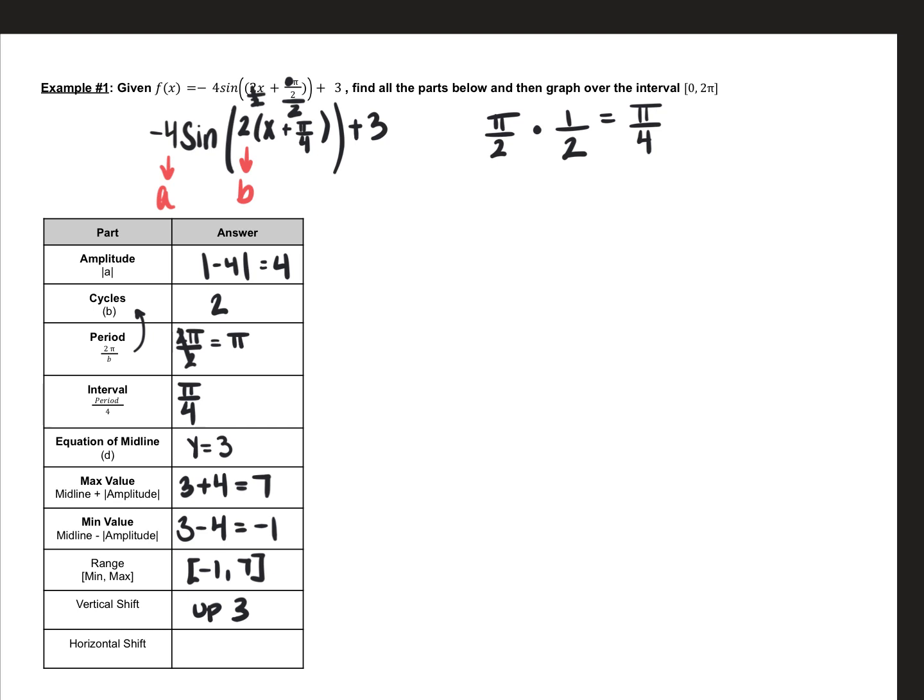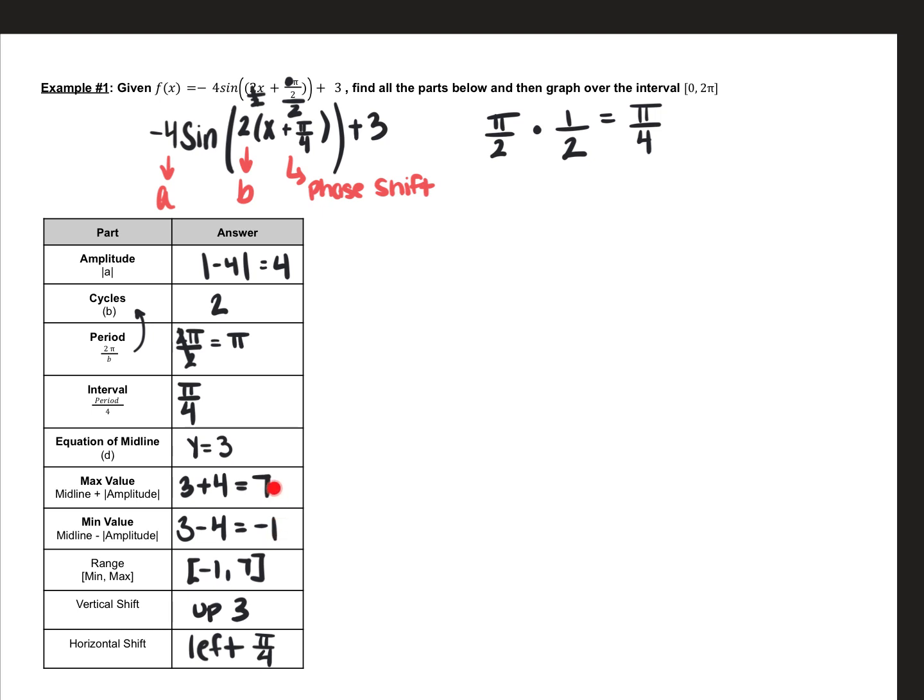And our horizontal shift is here. So since it's plus pi over 4, that means we have to go to the left, pi over 4. If it was a minus, then that would mean we're going to go to the right. So here is called my phase shift. So now we have all of the necessary information to graph this thing.